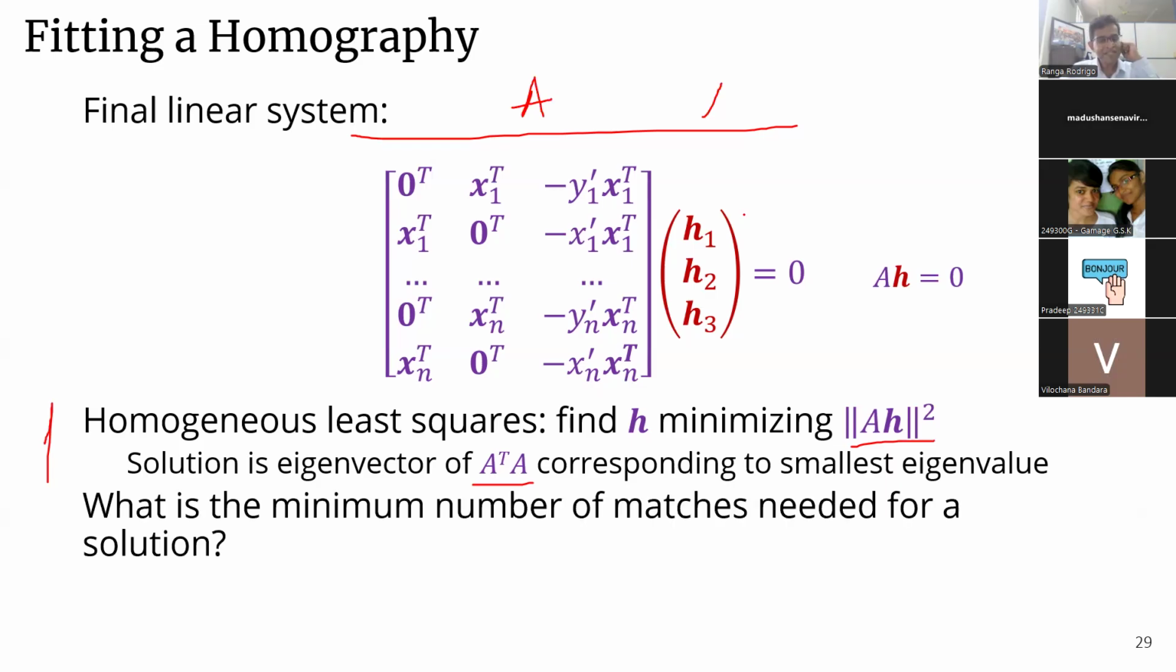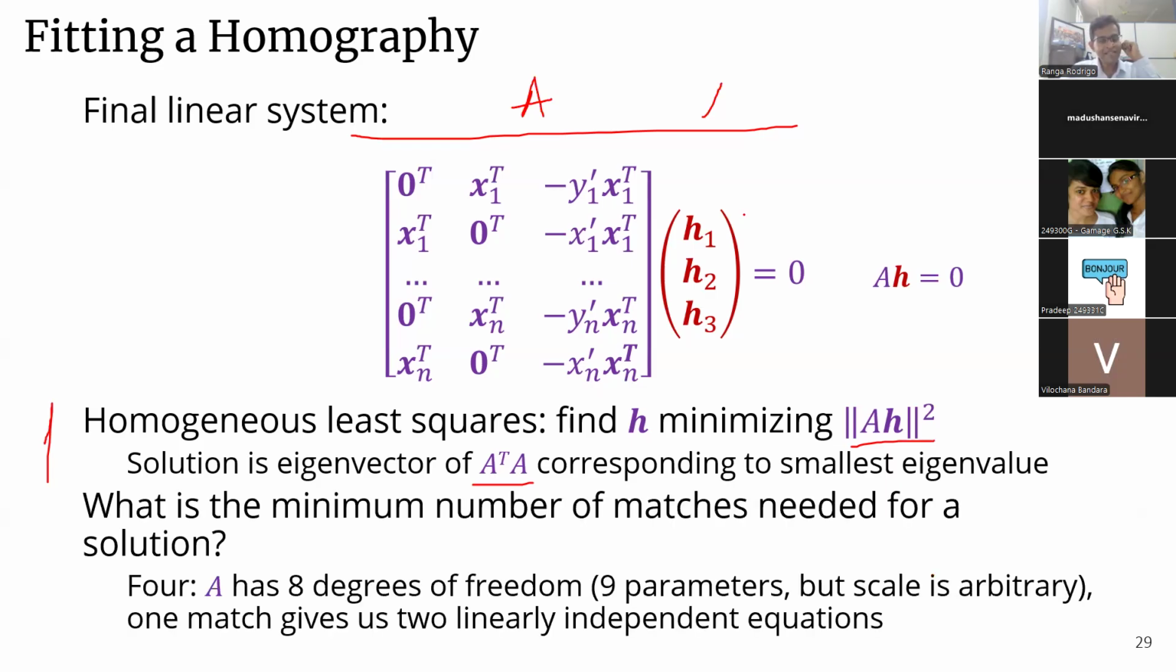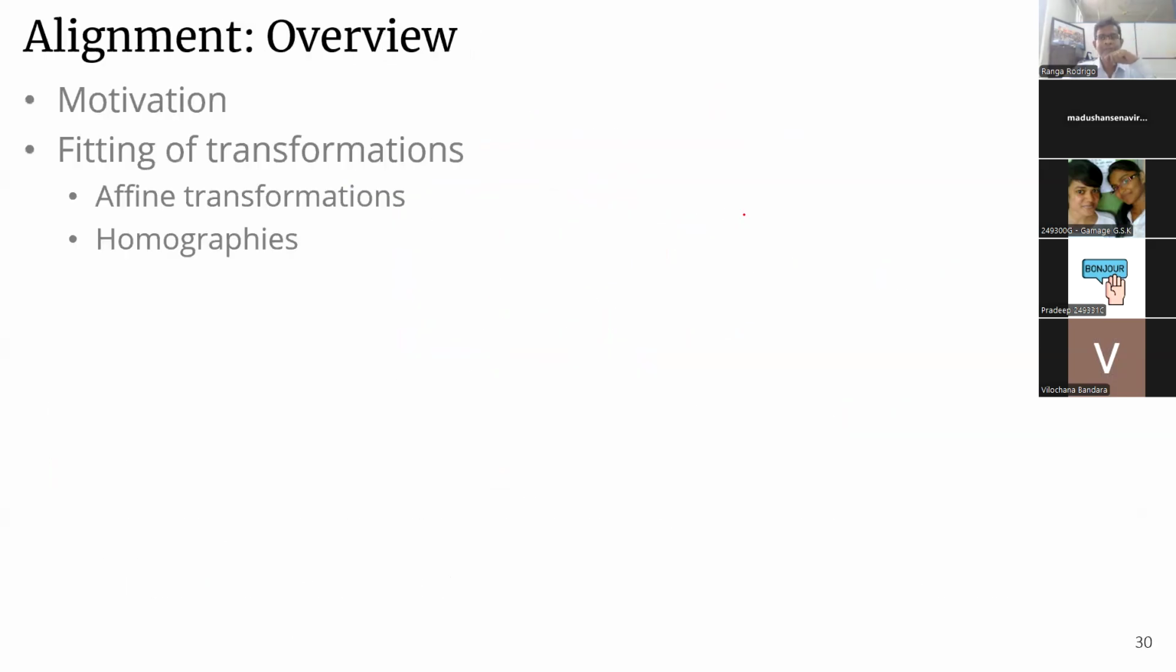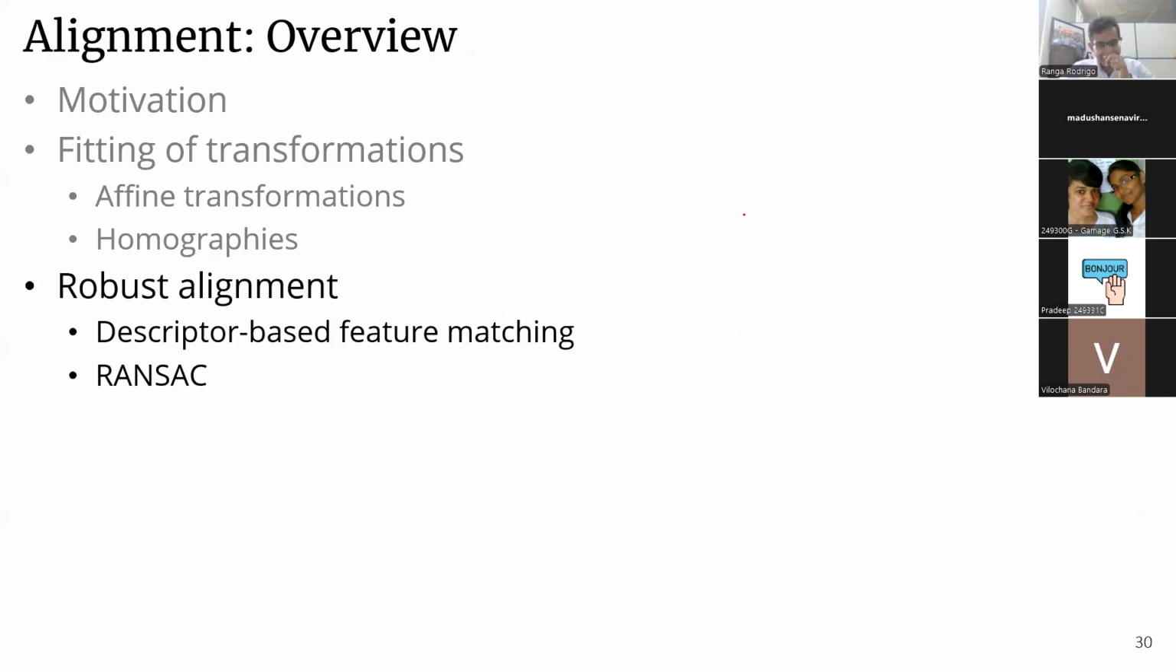What is the minimum number of matches needed for a solution? H has 8 degrees of freedom, 9 parameters, but scale is arbitrary. One match gives us two linearly independent equations, so you need 4 point matches. Okay, we have understood how to do that.